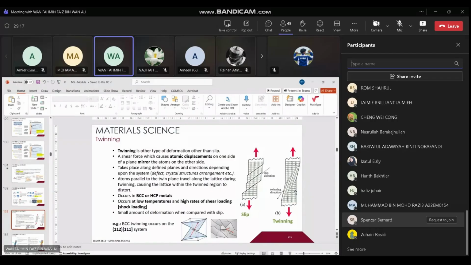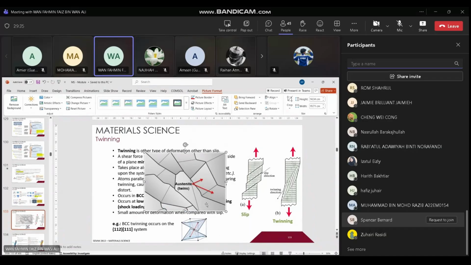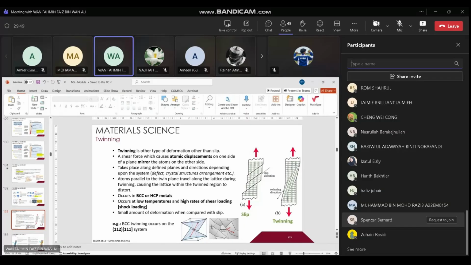The difference between shear dislocation and twinning is that, as the name itself suggests, whatever deformation happens on the material is mirrored to the other side. That's why we call it twinning. For example, in this microstructure, whatever deformations occur on this side are similar on this side. That's why they call it twinning. If you look at BCC, sometimes BCC experiences twinning as well.